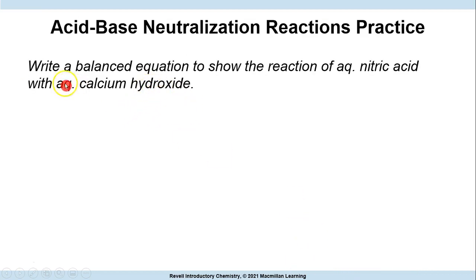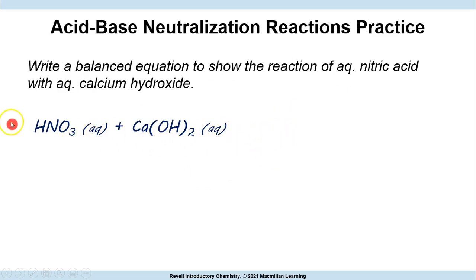Now, let's look at this practice. Write a balanced equation to show the reaction of aqueous nitric acid with aqueous calcium hydroxide. So we already saw how to write the formula of compounds and how to balance reactions. So this is an easy one. Now, we have nitric acid, which is aqueous, plus calcium hydroxide, which is aqueous. That is going to give us salt and water because it's a neutralization reaction. So what is the salt that we are going to obtain? We are going to obtain calcium nitrate and water.